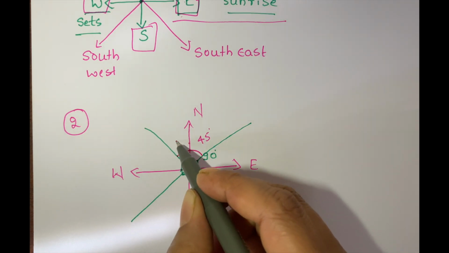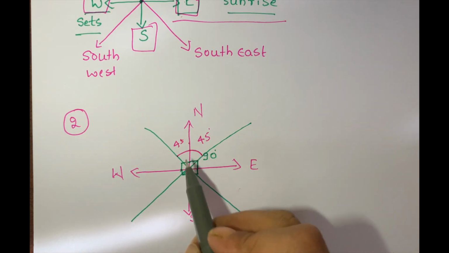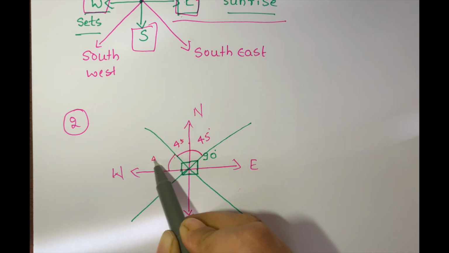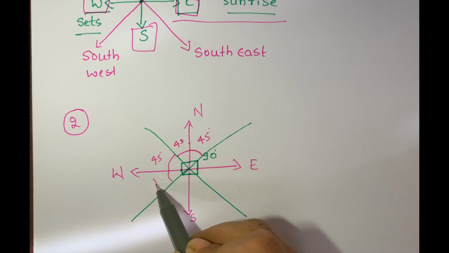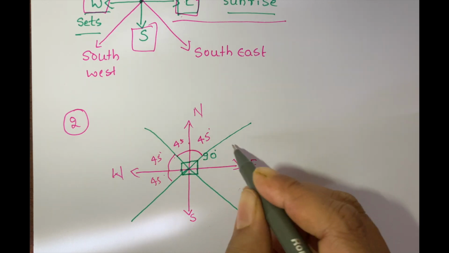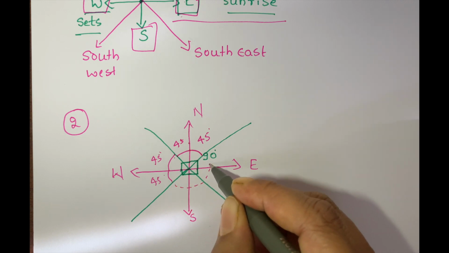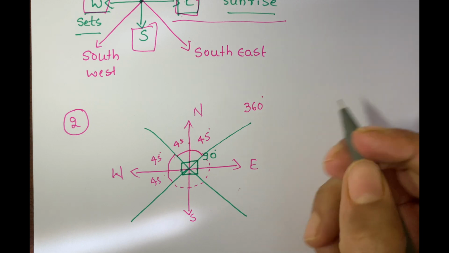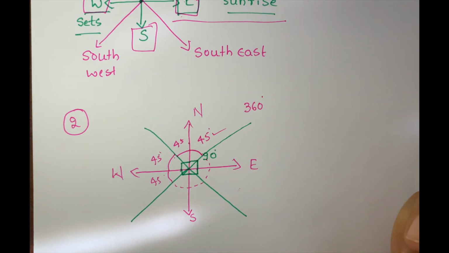Here also it is 45. So the angle between this main direction and this sub-direction is also 45. Here also it is 45. Everywhere it is 45, and all together, okay, totally it will be 360 degrees. Okay. Now, why do we need these angles? What is the importance of the angles?